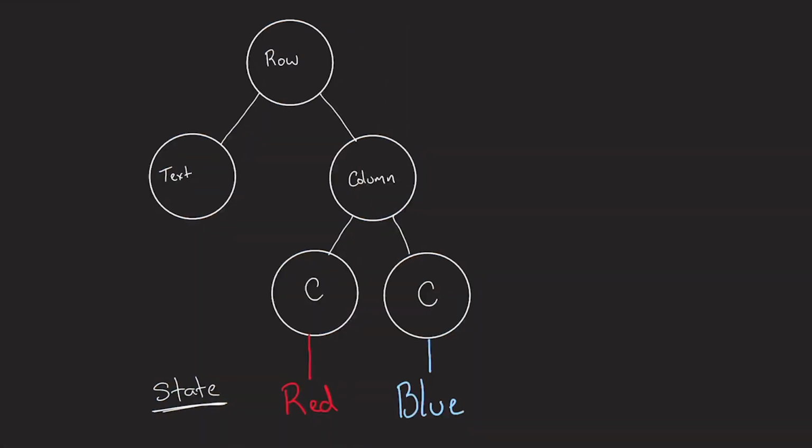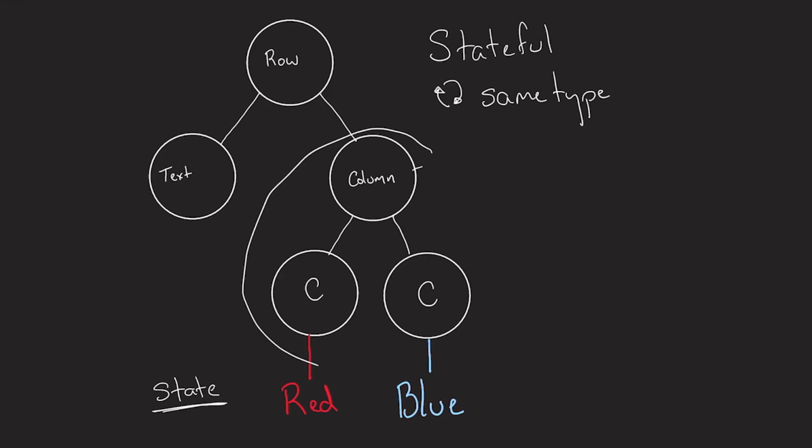Okay, so here's a very simplified widget tree. We have a row, a text, and a column with two container widgets. Note that these containers are both of the same type. They're both container widgets. However, this situation only happens when you have both a stateful widget and you are manipulating widgets of the same type. So we have this widget tree. Whenever something changes here, this section gets rebuilt.